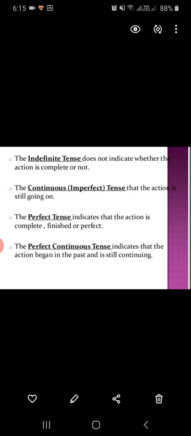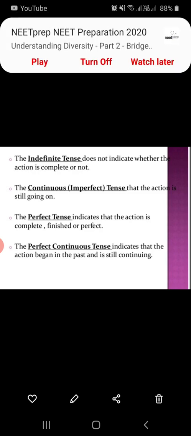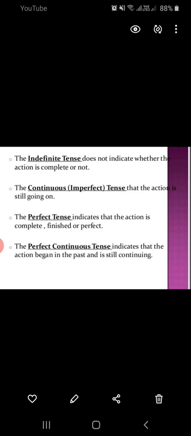The indefinite tense, or we call it simple tense, does not indicate whether the action is complete or not. The continuous tense indicates that the action is still going on. The perfect tense indicates that the action is complete, finished or perfect. The perfect continuous tense indicates that the action began in the past and it's still continuing.